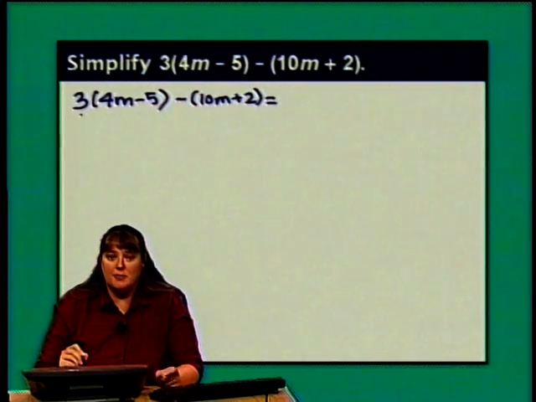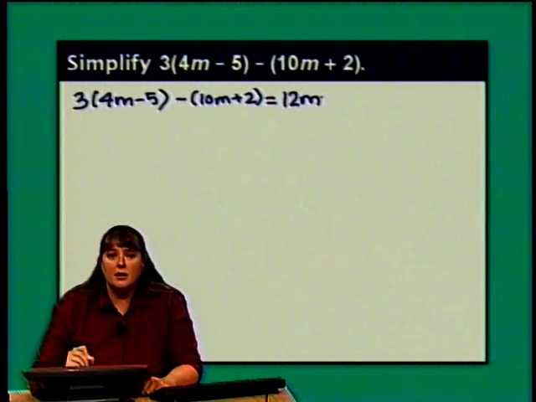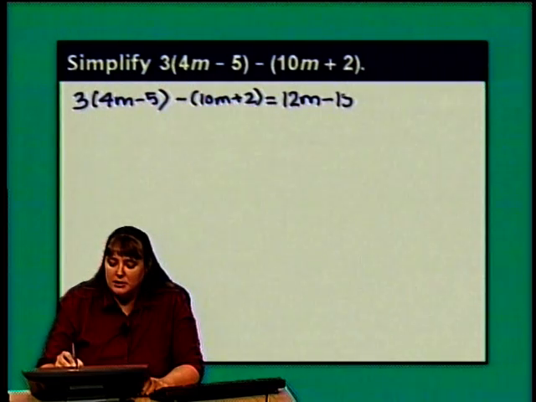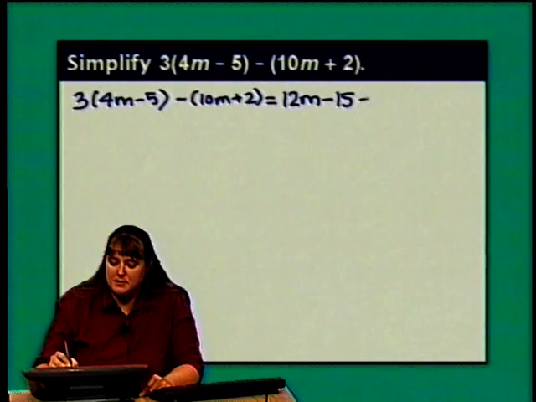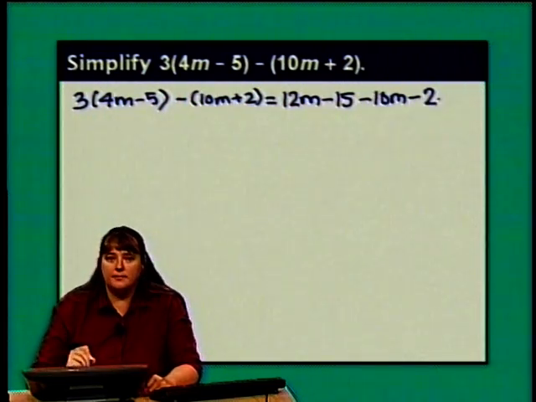3 times 4m, I can multiply 3 and 4 in my head. That gives me 12, so my first term is 12m. 3 times 5 is 15, so I need to subtract 15 here. Now I'm going to distribute that negative through the parentheses, remembering that what that does is change the sign of each of the terms in the parentheses. So this becomes minus 10m minus 2.